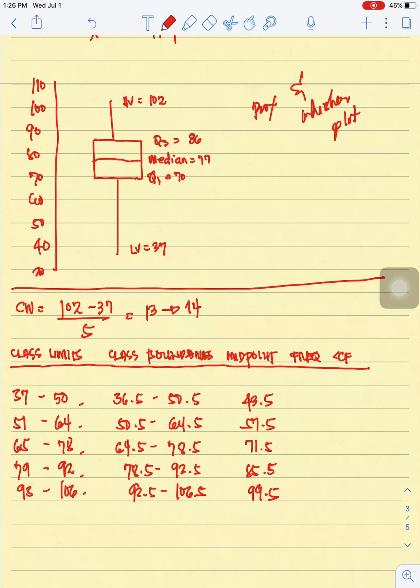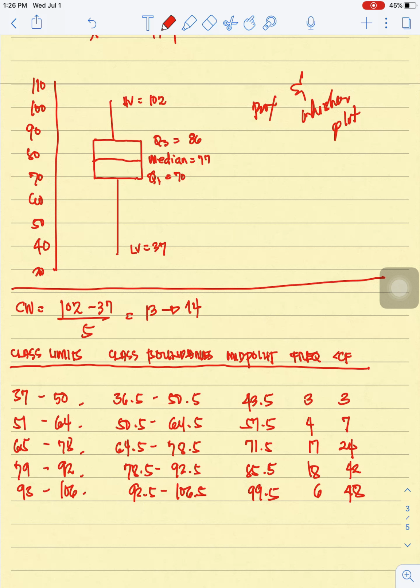This is 3, then 4, then 17, then 18, then 6. Okay, what I've listed down is the less than cumulative frequency. So that is 3 plus 4 is 7, plus 17 is 24, plus 18 is 42, plus 6 is 48.